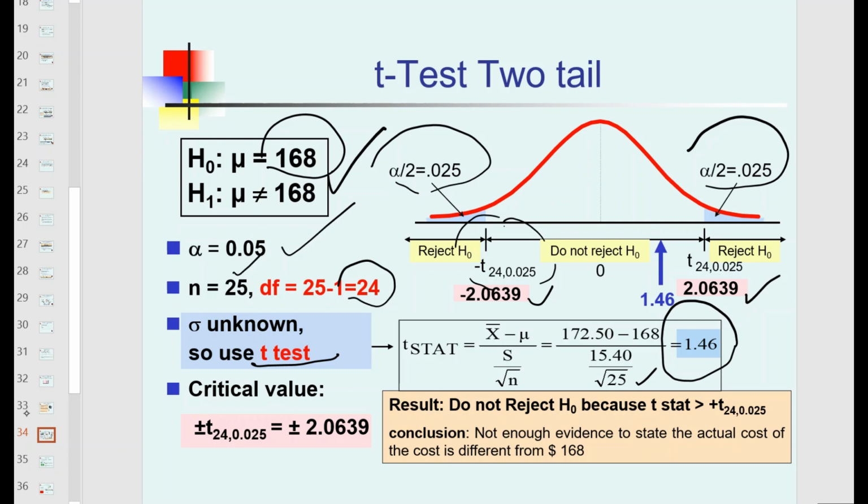You need to refer back to this graph. 1.46 falls into this area. What is this area? The do not reject area. So you do not reject H null because your T stat falls in this area. That's why you need to have your critical value to give you some guidance to decide. So the conclusion: not enough evidence to state the actual cost is different from 168, because you do not reject H null, which means that your H null is true, that your actual cost is 168.